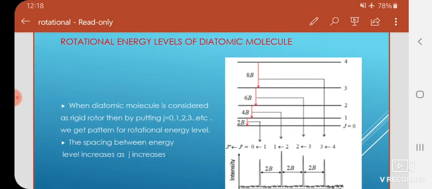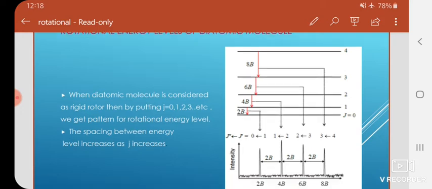When we are considering diatomic molecules, a diatomic molecule is considered as a rigid rotator. In that case, the rotational quantum number J is equal to 0, 1, 2, 3, etc. If we draw the energy levels for J equal to 0, 1, 2, 3, 4, it is as shown on the right hand side in this figure.